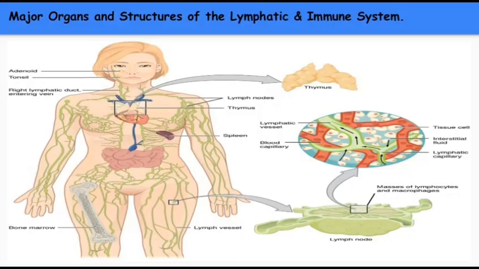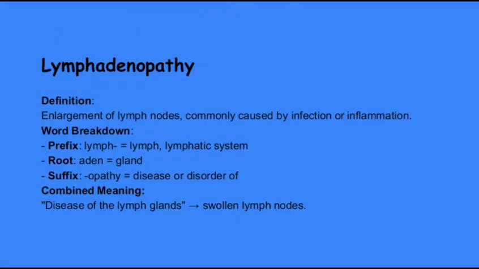Let's begin. We are going to start with an illustration, well labeled as you see. The first lymphatic system term is lymphadenopathy. Lymphadenopathy means the enlargement of lymph nodes. This is often a sign that the body is fighting against infection.